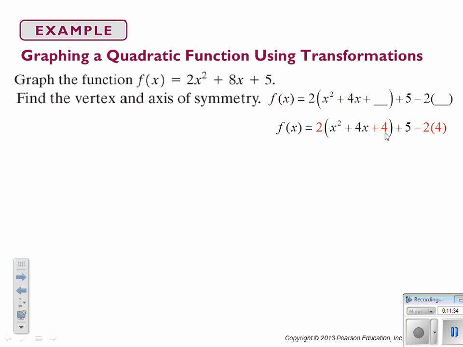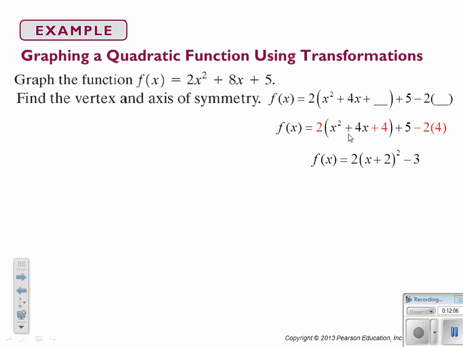So the 4 goes inside my parentheses, and it's also going to go here. So essentially I am adding 8 to this equation, so I have to subtract 8 as well. Otherwise, I won't have an equal equation. So once I complete the square, I can rewrite this as a perfect square. This is x plus 2 squared.